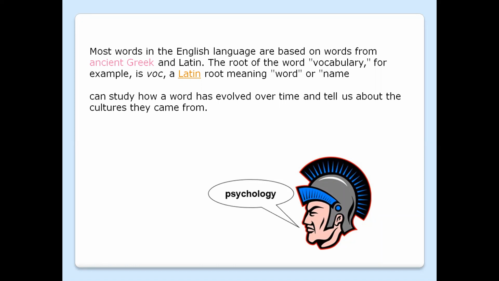Our English language is full of Latin and Greek words. So this is what we will study today: some Latin roots. Most words in the English language are based on words from ancient Greek and Latin. The root of the word, for example, vocabulary, is a Latin root meaning word or name.